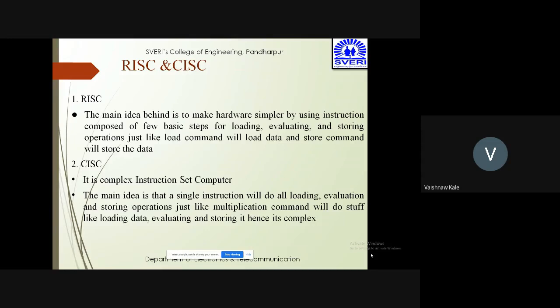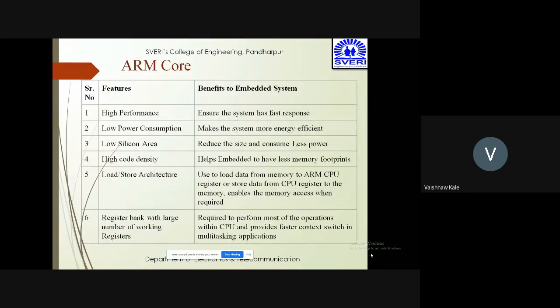RISC will execute each step by step, but CISC will execute in only a single instruction. It will not only load and evaluate, but also store the operations, and hence it is called a complex instruction set computer. So now let us see what the features are that benefit embedded systems.